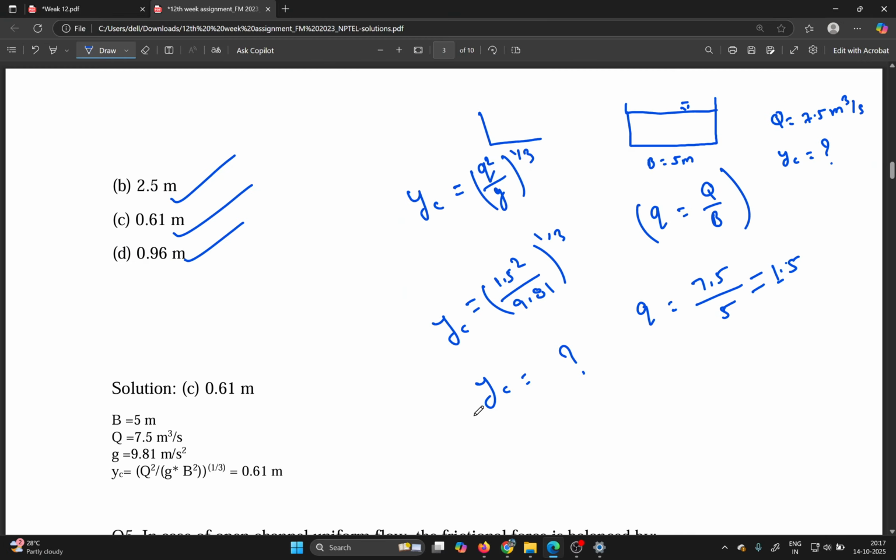Okay. So your final answer will be, let me just calculate, 1.5 square divided by 9.81, power 1 by 3. So it is coming, not exactly, 0.61215. So to two decimals, option C will be correct.